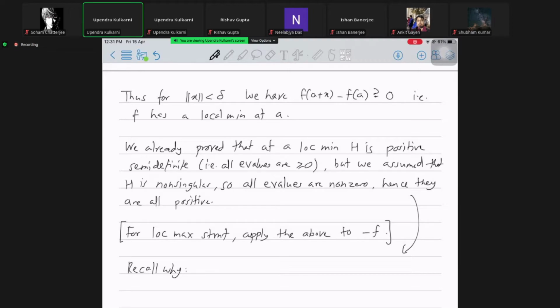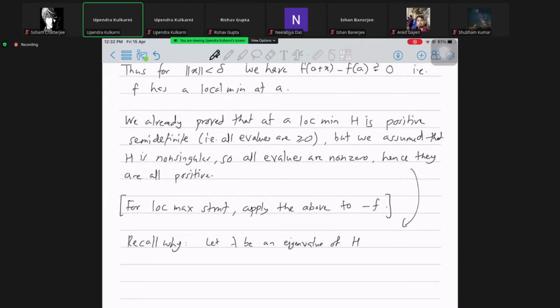And let's do this another way. So suppose there is this Hessian, right? And I want to show that it is positive semi-definite. What does that mean? That means that every eigenvalue is non-negative. So let lambda be an eigenvalue. What was our basic calculation? So let's recall that. We want to show that lambda is greater than or equal to 0.